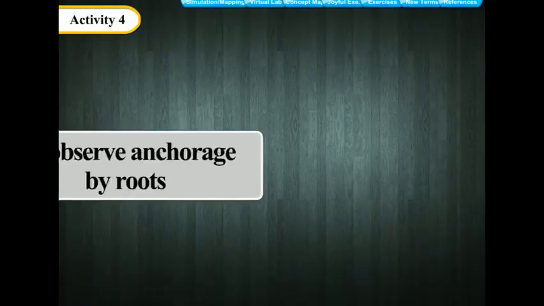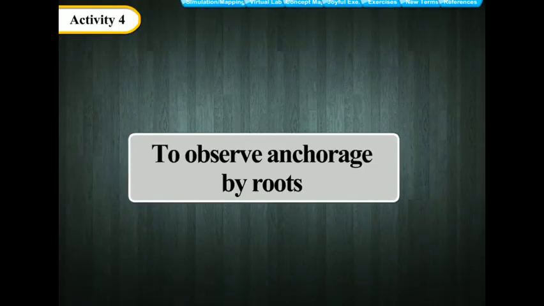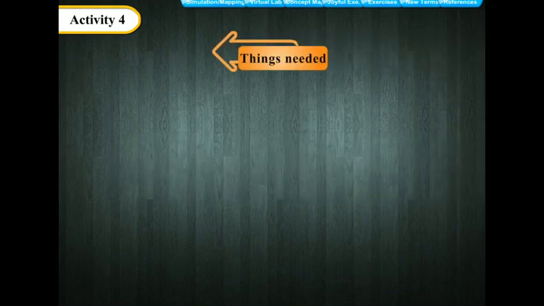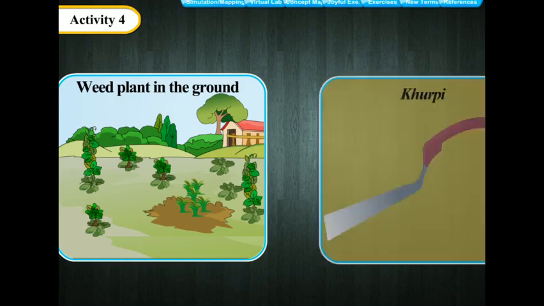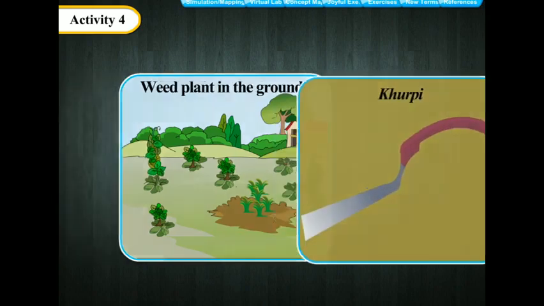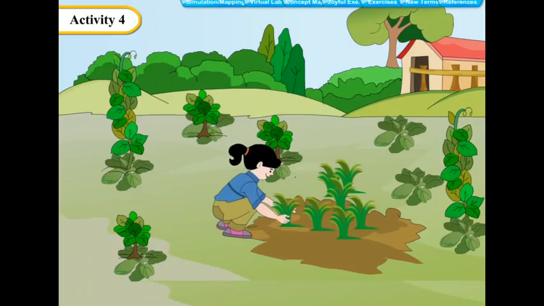Activity 4. To observe anchorage by roots. Things needed: wheat plant in the ground, khurpi. Method. Visit a nearby garden and look for some wheat plants. A weed is an unwanted plant that grows on its own.